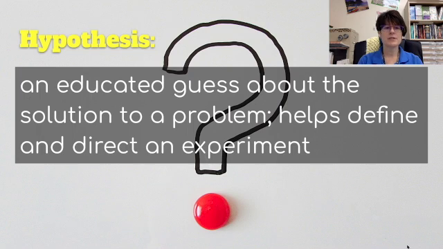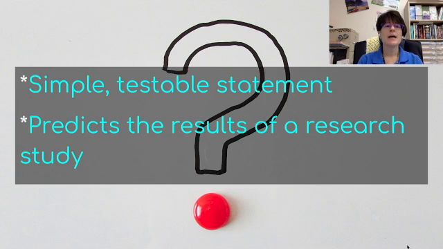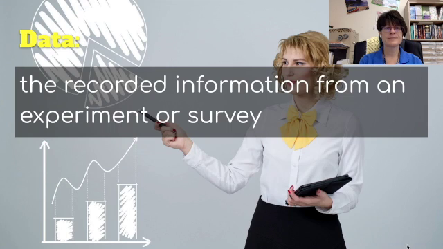Many times a hypothesis is formed. This is an educated guess about the solution to a problem and helps define and direct an experiment. So we don't always have a hypothesis, but they are helpful because it gives direction for the experiment. And a scientist's hypothesis may not always be true. Their best educated guess may not be correct, so it's okay not to be correct when forming a hypothesis. A hypothesis must be a simple, testable statement, and it predicts the results of a research study. So it is a prediction, and not all our predictions are correct.